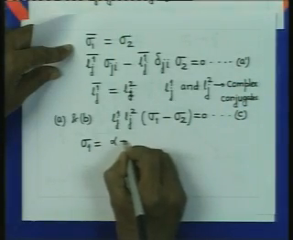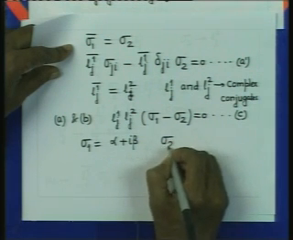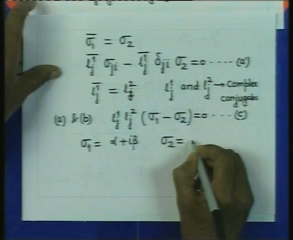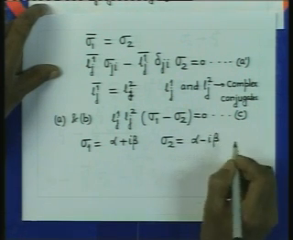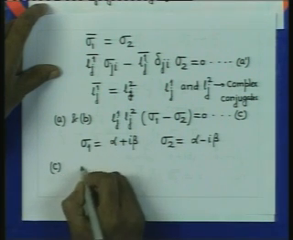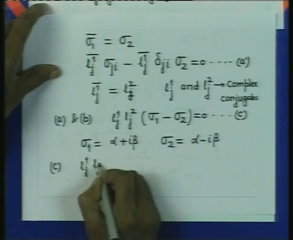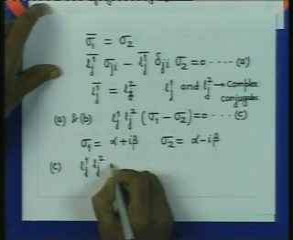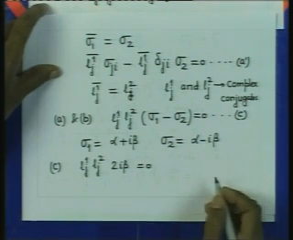Now, if we assume that sigma 1 is equal to alpha plus i beta, since it is complex, and since sigma 2 is the complex conjugate of sigma 1, therefore sigma 2 can be written as alpha minus i beta. So, from equation C, what we have is Lj1 times Lj2 multiplied by 2i beta equal to 0.